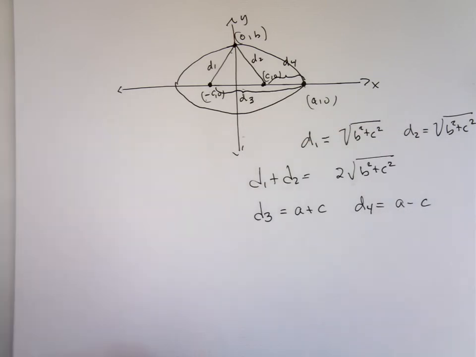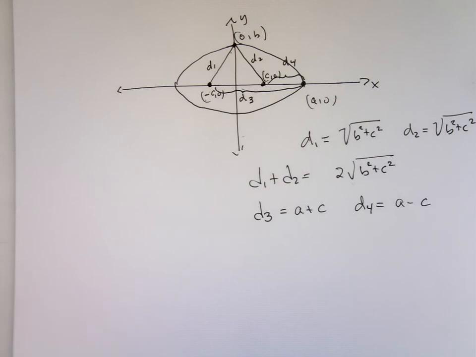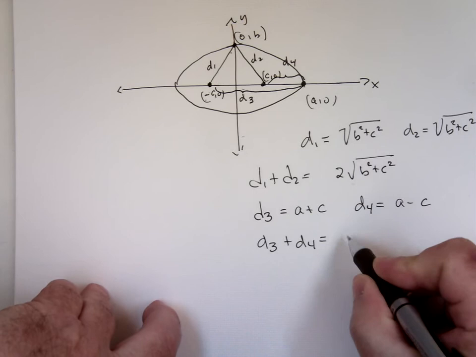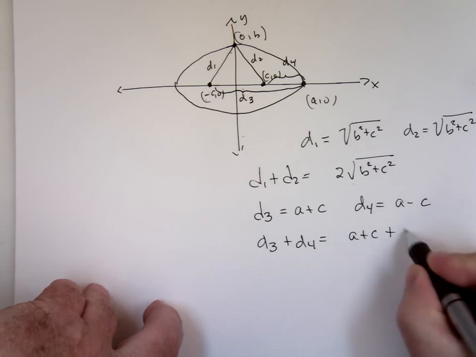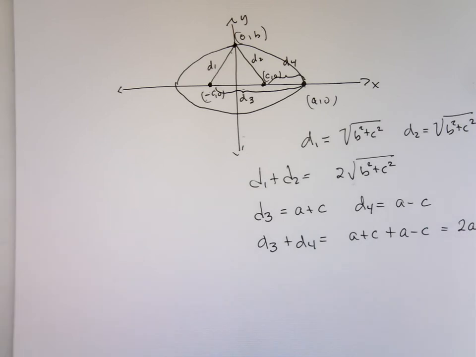All right, let's stop here. Is everybody okay with this? Dylan, you okay? Omar, I was about to ask where D4 was. D4 is this guy right in here. So let's take D3 plus D4, which is A plus C plus A minus C, which is 2A. You with me on this?